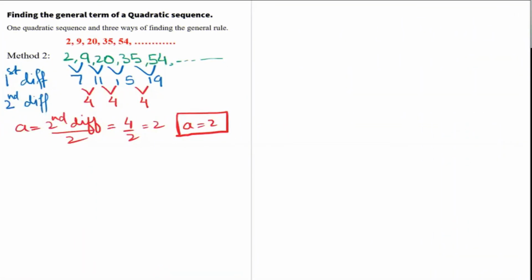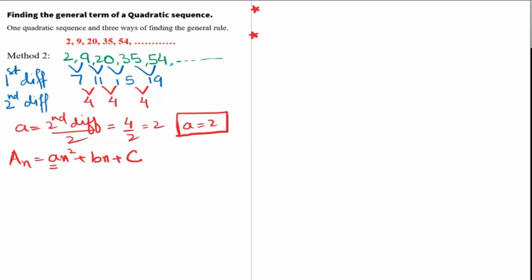Okay, so I'm going to discuss the next method. And the next method is quite interesting in that regard. You may have to remember a few facts, which I'm going to list here. As in the previous method, we will take the first difference, which is not a constant. So we check the second difference, and which happens to be 4. And our general rule is an equals an squared plus bn plus c. And this a, the coefficient of n squared, is always found in the same manner in all three methods. The value of a is half of the second difference, which is 2.